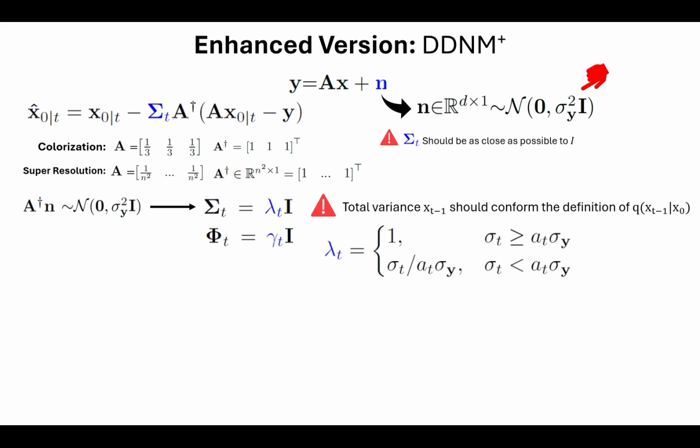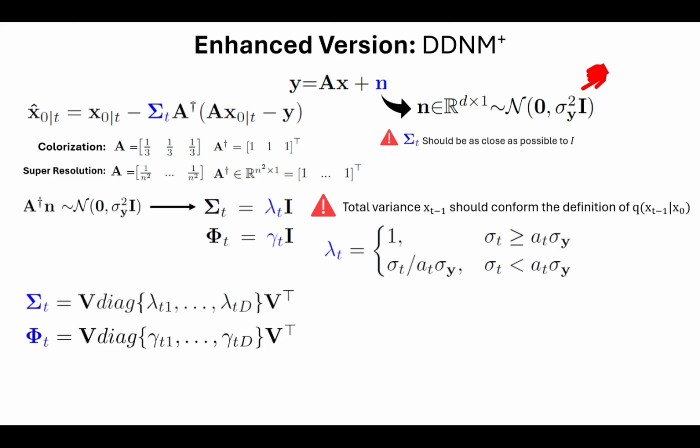But in case we have this assumption of dependence, then we can define sigma t and phi t using this equation that is similar to what we had before, except that we have a unique lambda and gamma per dimension. And in addition, we have a V matrix that comes from the SVD decomposition of the degradation matrix. If you are interested, you can read it in the supplementary material yourself to understand the math behind it. But let's move on to the part where I said this sigma y is unknown and it's a hyperparameter, and let's see how we can choose it.